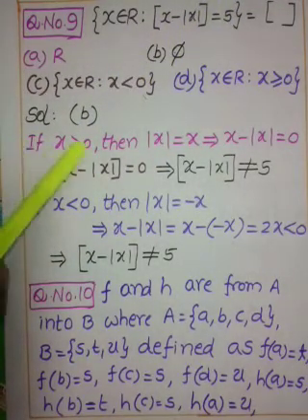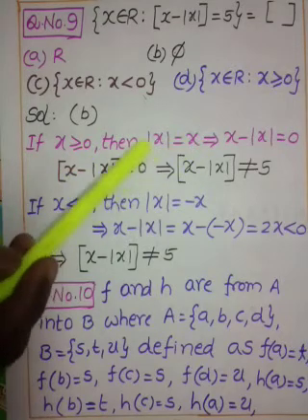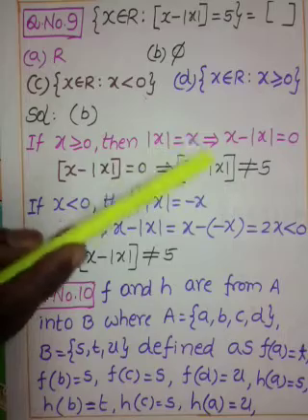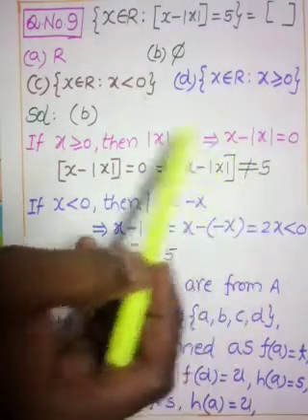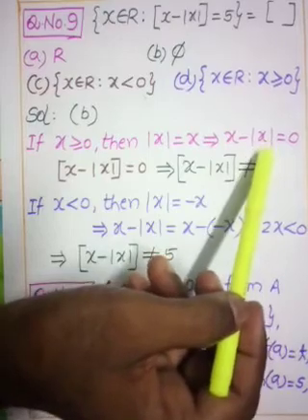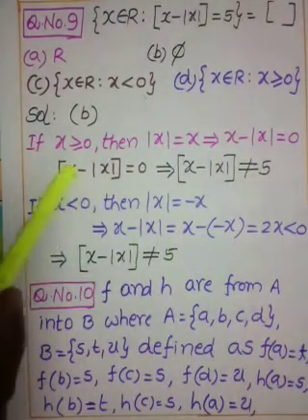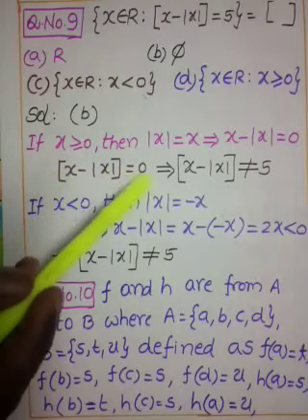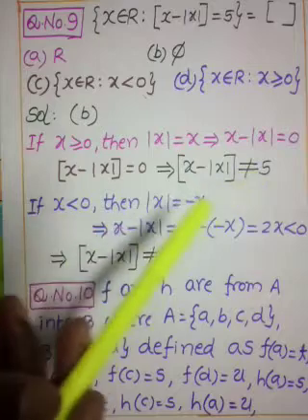Suppose x is greater than or equal to 0, then mod x is equal to x. You know the definition of modulus of x. This implies x minus mod x is equal to 0. From this equation, we can write: this implies the step of x minus mod x is equal to 0. We got only 0 here, not equal to 5.